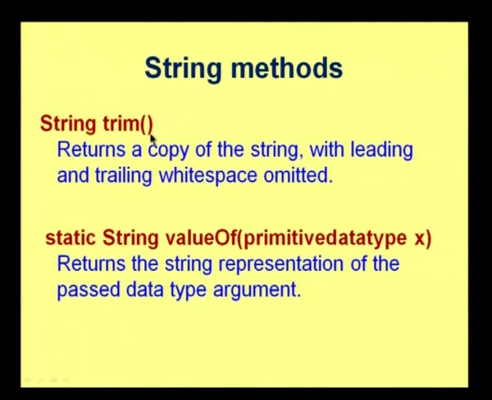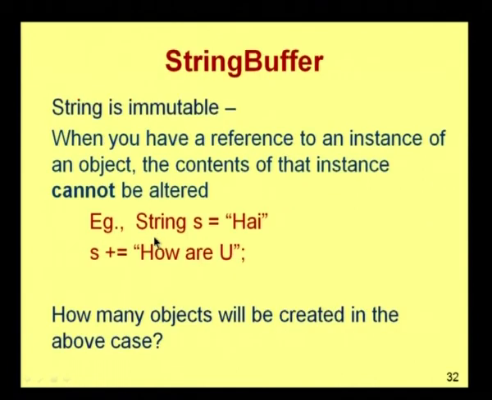I can trim my string. It returns a copy of the string with leading and trailing white space omitted. Next I can have valueOf. I can pass any primitive data type as the parameter and give valueOf. This will return the string representation of the passed data type as the argument. If I am passing an int, the string representation of the int is returned. If I am passing a float, the string representation of the float will be returned as the response.